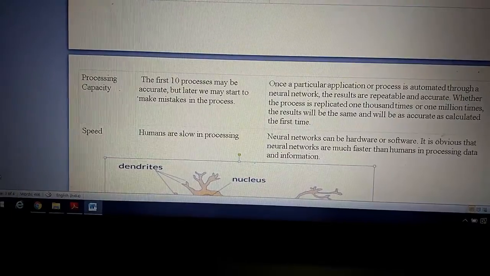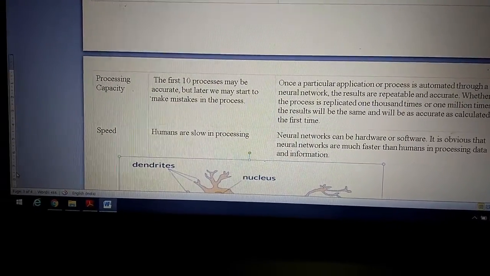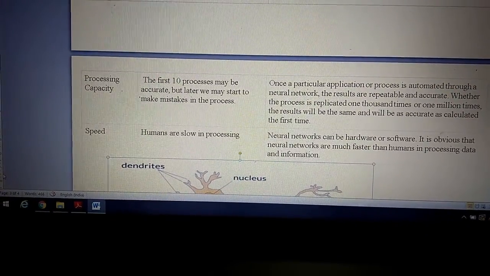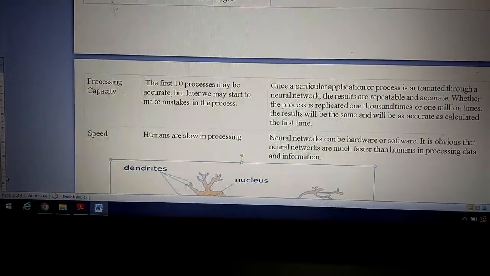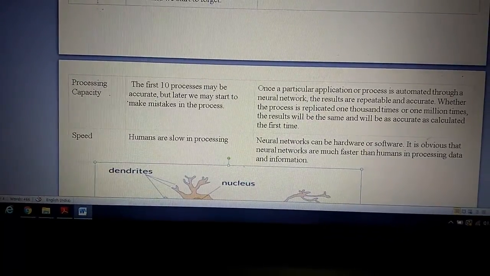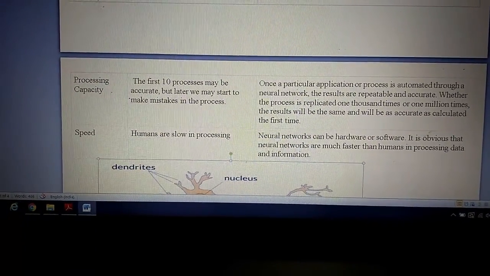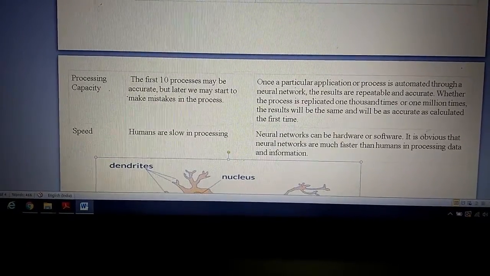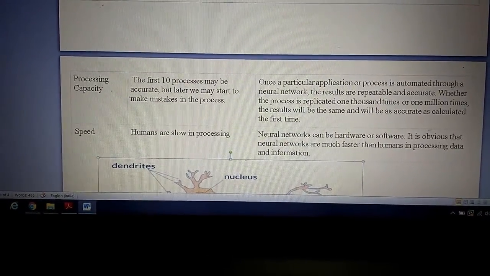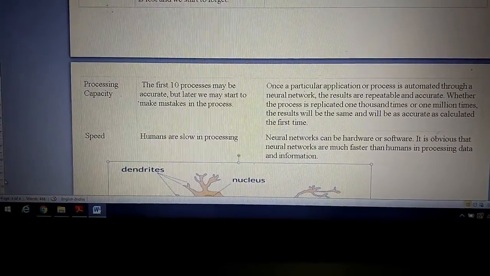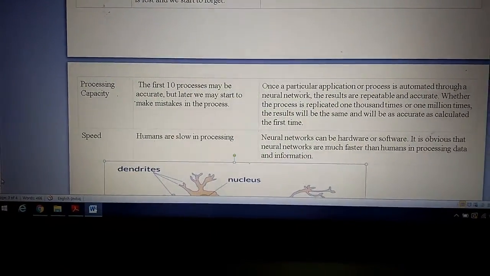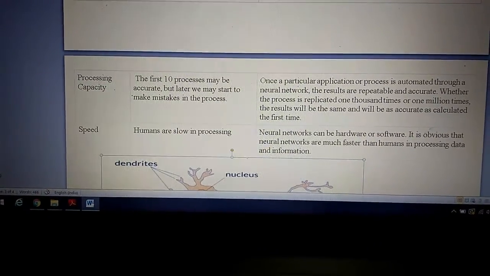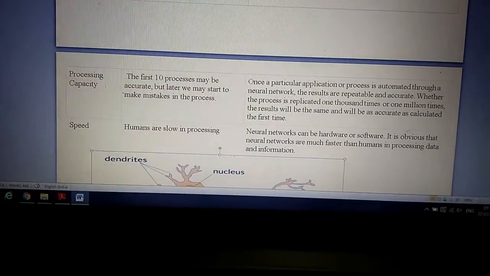Processing capacity. In a biological neural network, humans can process the first 10 processes accurately, but later may start to make mistakes in the process. This is not the case in an artificial neural network. Once a particular application or process is automated through a neural network, the results are repeatable and accurate. Speed. Humans are slow in processing. Neural networks can be hardware or software, and obviously they are faster than humans in processing data and information.